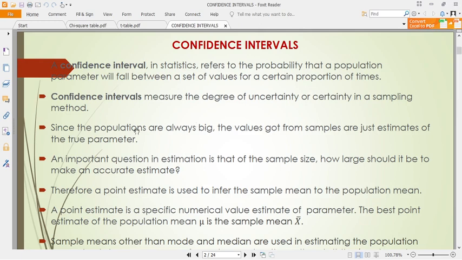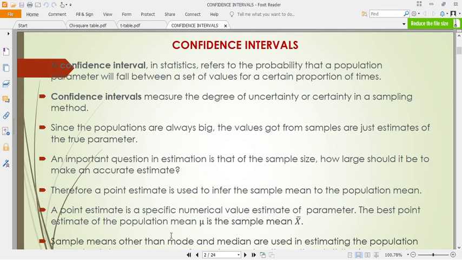So as we know, our populations are always big, so we always use samples when collecting data or carrying out research. And therefore, a sample should be able to estimate the true parameter of the population. And we always have that question in mind on whether the sample size is large enough to make an accurate estimate that is compared or inferred to a population. And therefore, we use what we call a point estimate to infer the sample mean to the population mean.